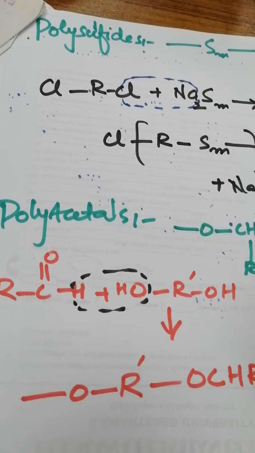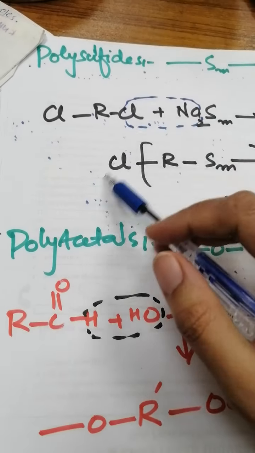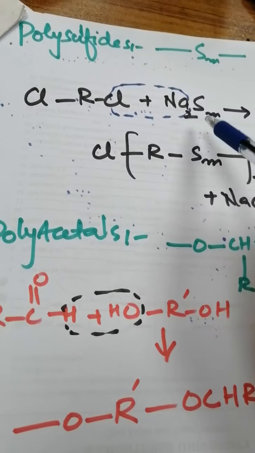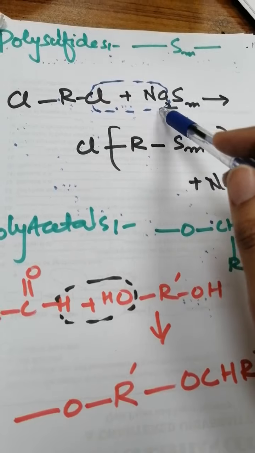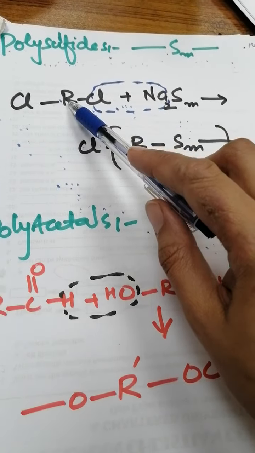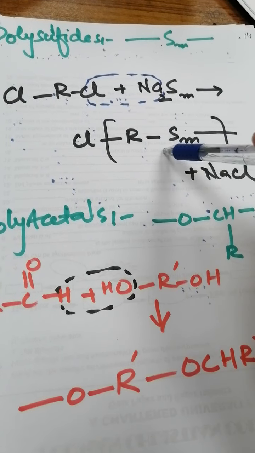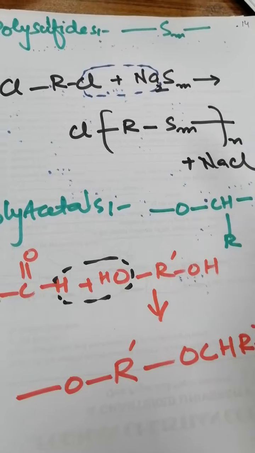Then we have polysulfides, we need to have a sodium sulfide, right? Then we have acid chlorides, we have two molecules of chlorine, and then we have sodium sulfide, right? They will react together, it will release sodium chloride, and we are left with the R and then S, right? This is the sulfur, right? The repeated unit of sulfur depends on the value of the degree of polymerization.